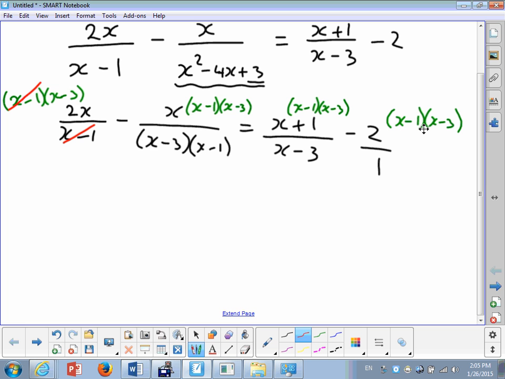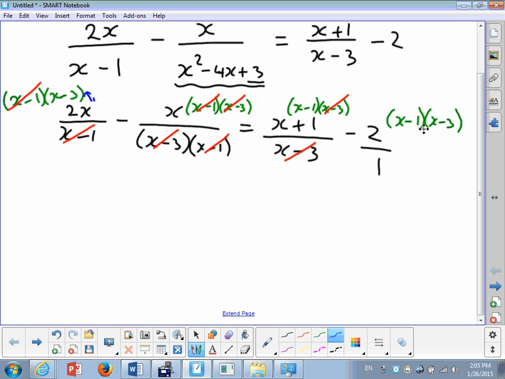Do you see any other ones that might cancel? Well, the second term, I see this, and this one cancels. And the third term, this one cancels. And the last term, well, none of them cancel. Now, what I'm going to do is multiply whatever's left.